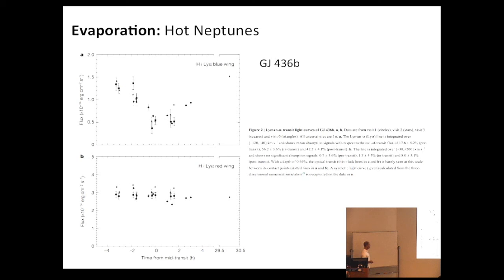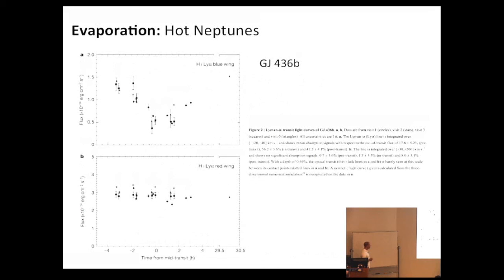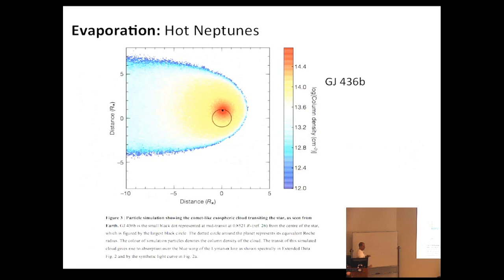The absorption on 209 was quite large, but was still only a few percent. Now we're talking about 436b. The transit of 436b is on the order of tens of percent, right? So this is suggesting the presence of a huge cloud of neutral hydrogen streaming off the planet, and they're making this theoretical prediction of how this cometary tail of neutral hydrogen is just streaming off this hot Neptune and causing this huge dip in transit, much larger than the transit seen just for the planet itself.